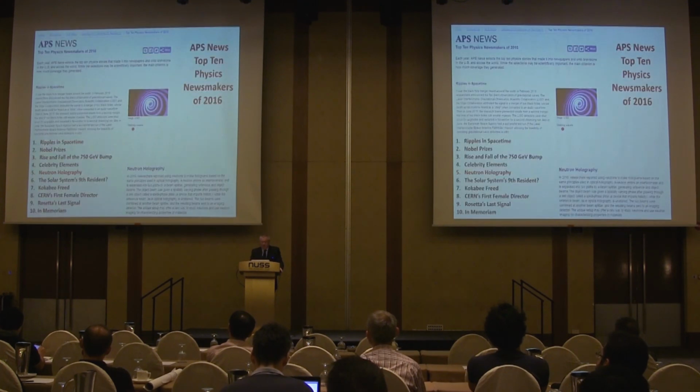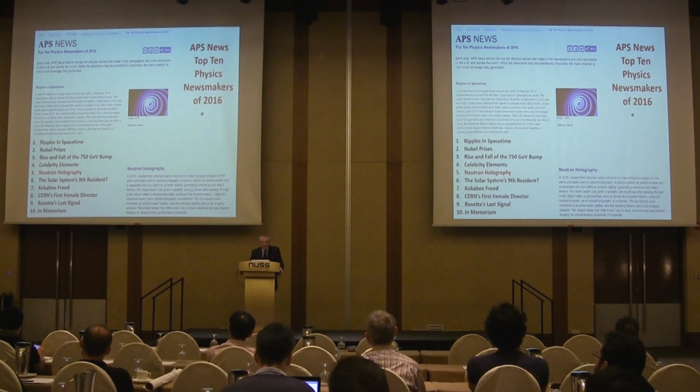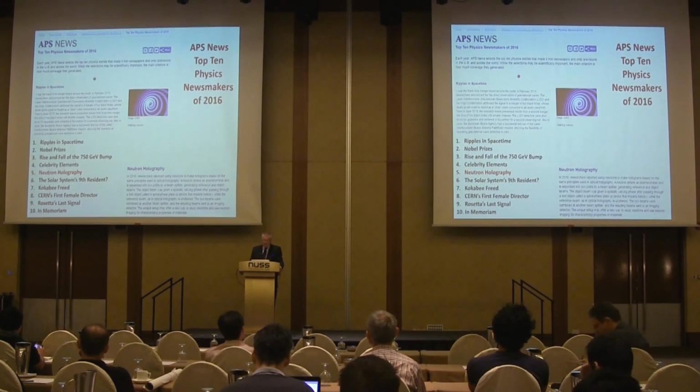This paper was, what do they say at the APS? One of the top 10 physics newsmakers of last year. LIGO was usually number 1. It says, while the selections may be scientifically important, the main criterion is how much cover they generated. Once again, it's the Reddit community that elevated this to their attention.